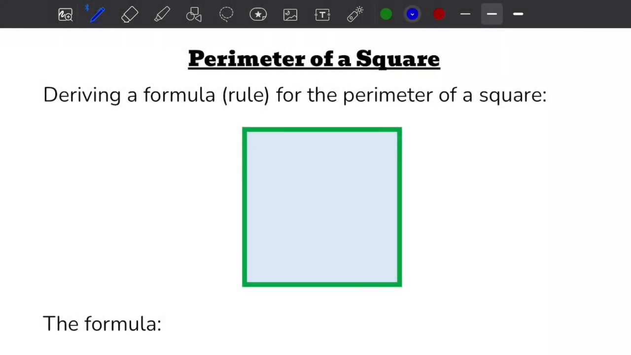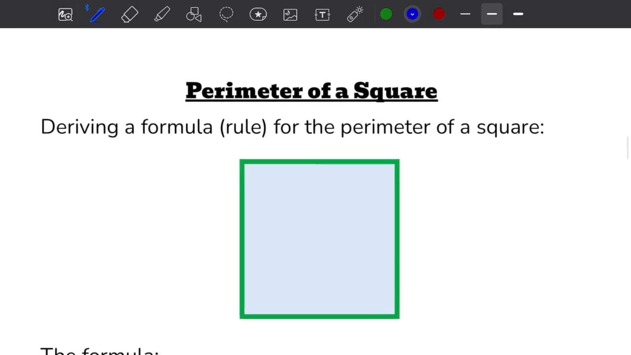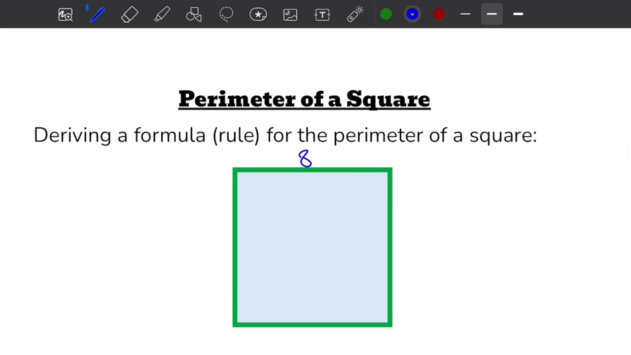Now we're going to explore how to calculate the perimeter of a square using a formula. We're going to start by deriving that formula, or that rule, ourselves first. In one of the previous videos where you looked at examples of calculating perimeter, you saw that for squares, the sides were all equal to one another. So for example, let's say this is 8 centimeters, this was 8 centimeters, this was 8 centimeters, and this was 8 centimeters, right? Because a square has equal sides.